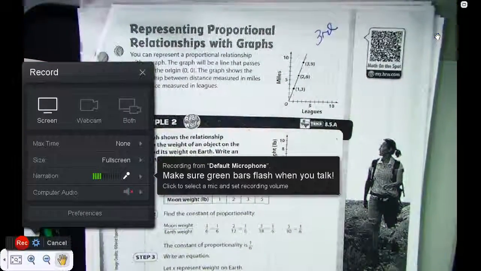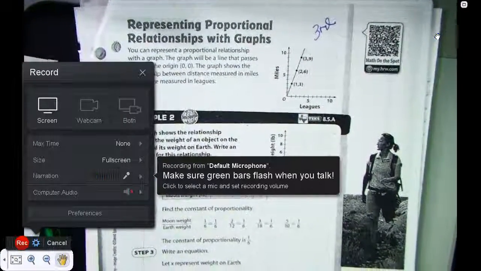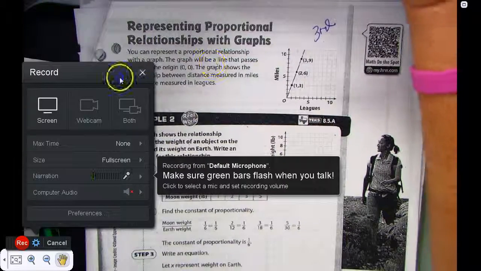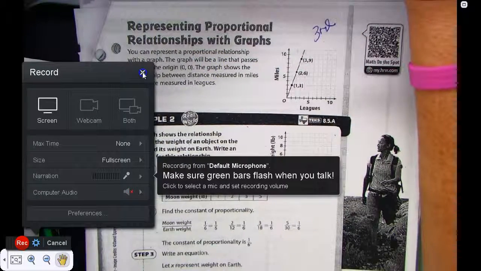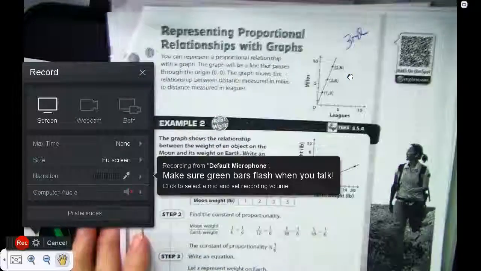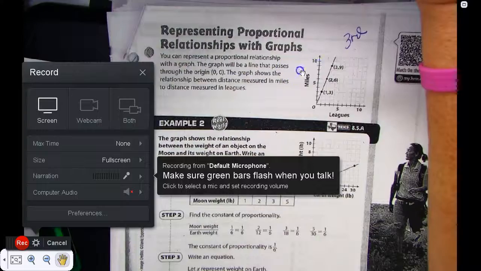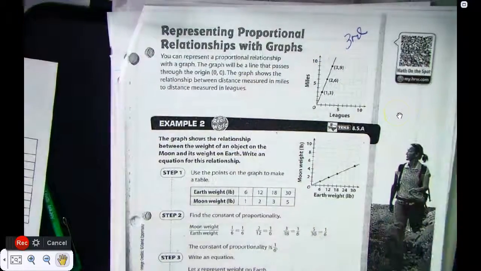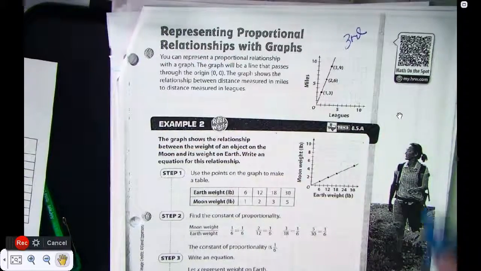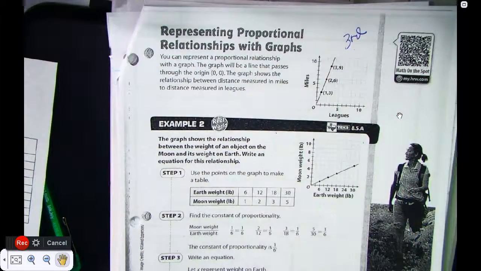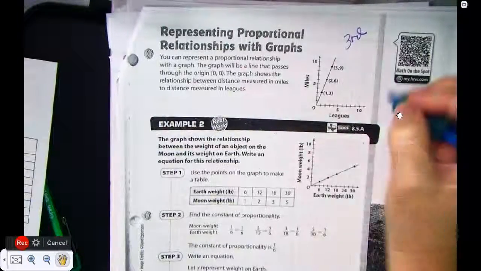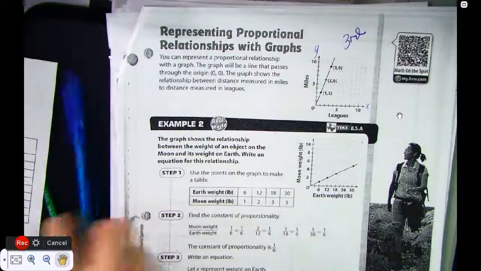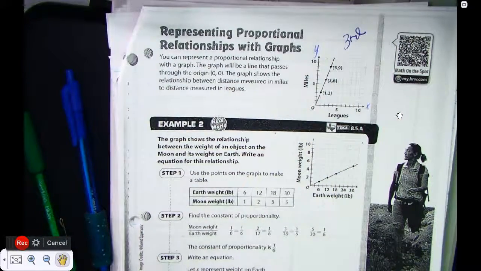Okay, we're looking at page 61 where we left off yesterday. Okay, guys. So we compared miles to leagues on the first page. Remember? So I want to give you a little hint right now. Everybody put your X and Y there. I want to give you a big hint.